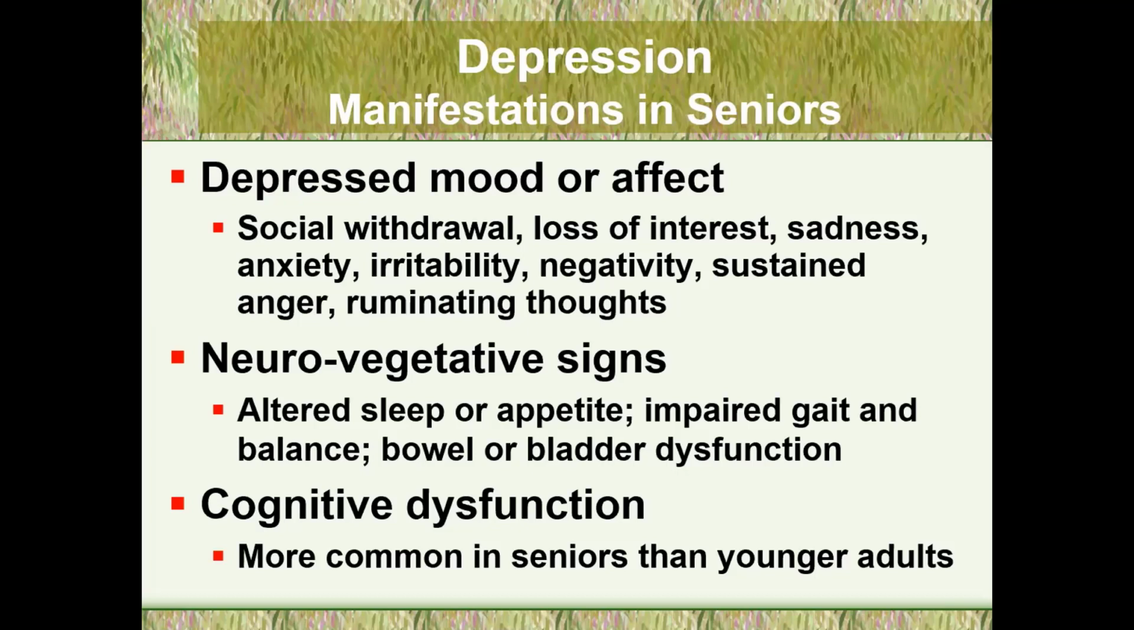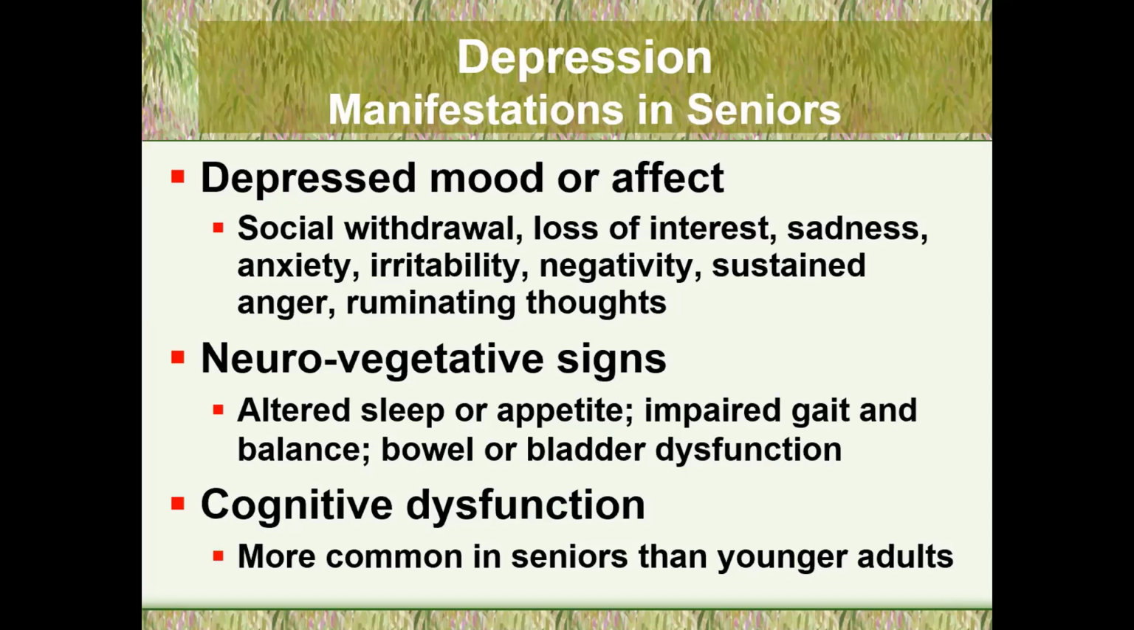The neurovegetative signs are psychosomatic. That is a psychic cause of a physical or somatic problem. So there can be changes in sleep or appetite, too much or too little. There can be problems with gait and balance, like stumbling and falling. There can be onset of incontinence or bowel or bladder dysfunction of other forms, which can be physical manifestations of a psychic illness, that is depression.